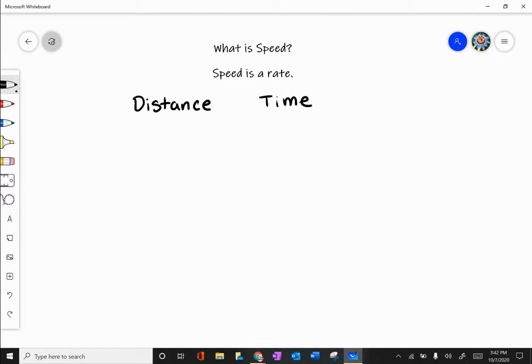So the faster you travel the distance, or the less time it takes you to cover the distance, the faster you go, or the more distance you travel in that amount of time, the faster you're going. So it's really a ratio comparing distance and time, and we can write that as a fraction. Or call it distance over time would be your speed. So, in order to calculate speed, we need two things. We need the distance traveled and the time it took to go that distance.